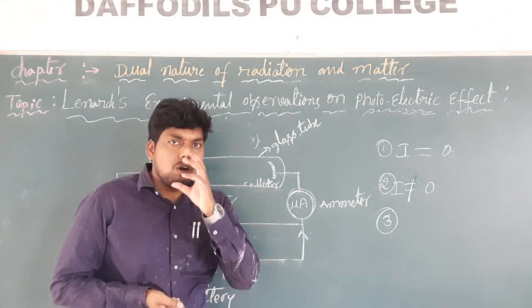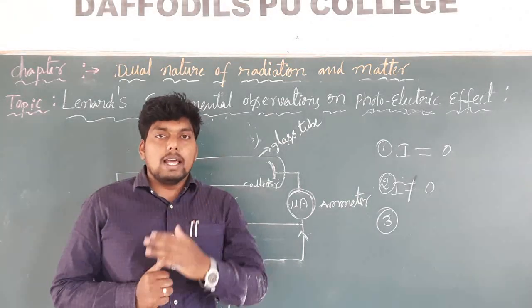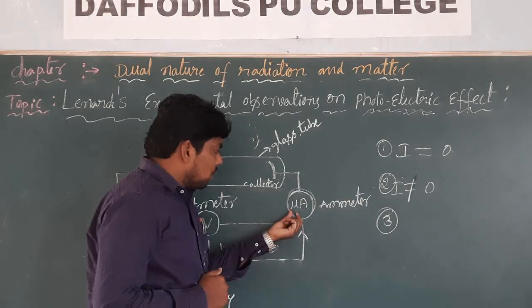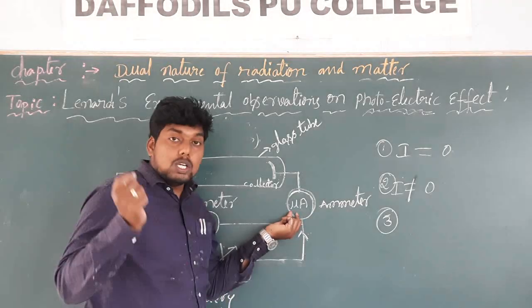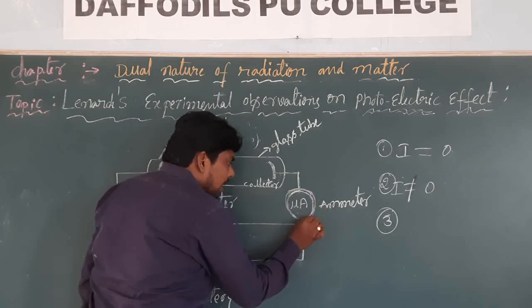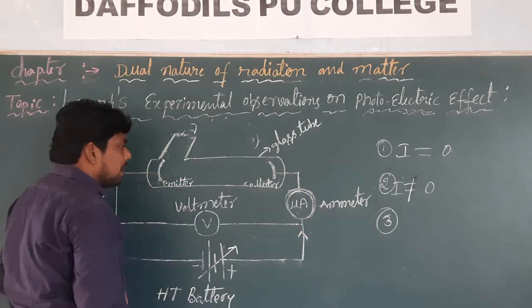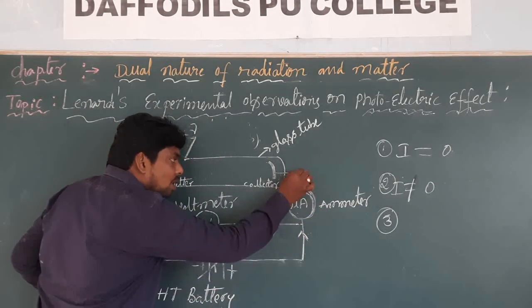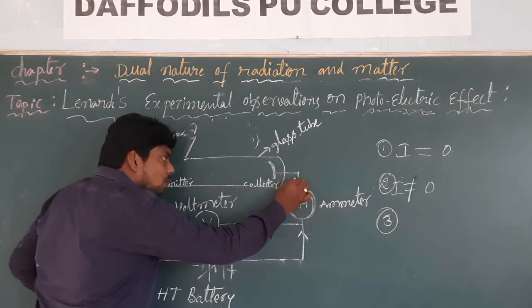What does it mean? Zero deflection means what? Zero electric current in the circuit. Zero deflection in the ammeter means zero electric current in the circuit. Why is there zero electric current in the circuit? Because there is no flow of electrons. Why is there no flow of electrons?